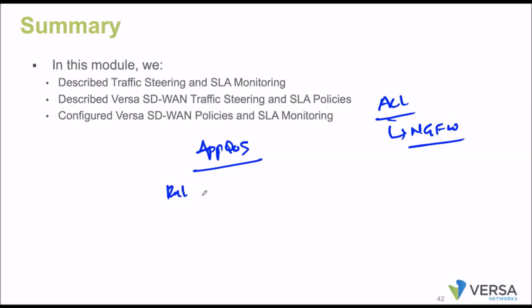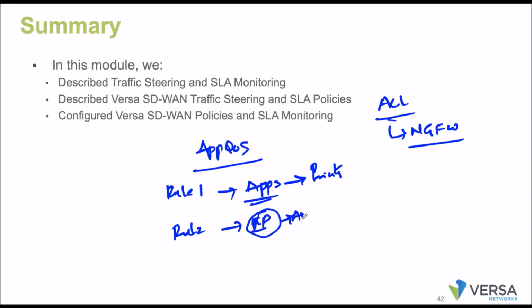Even in app PBR as well. For example, I create rule 1, matching my own applications, whatever applications I want, and I'll try to prioritize it. Like an ACL, same. Rule 2, I just match with IP addresses. I'm not worried about the applications at all, and I'll mention some bandwidth limitation. If you don't want to match with an application, you can still configure the same rule without matching any application. So same as ACLs on normal legacy routers and firewalls, here as well.